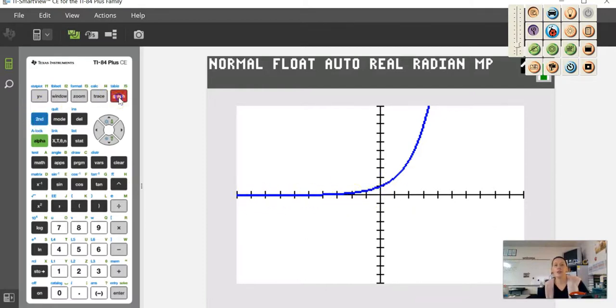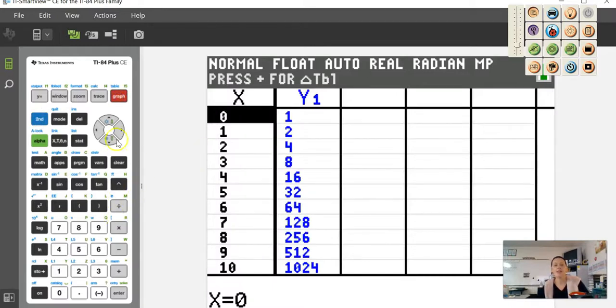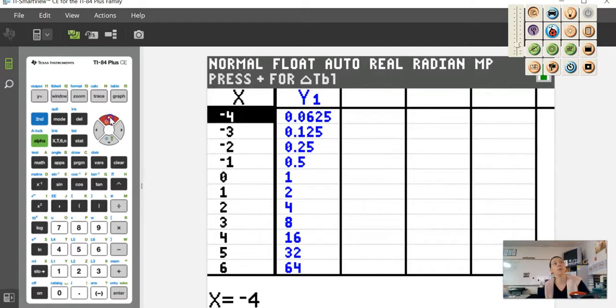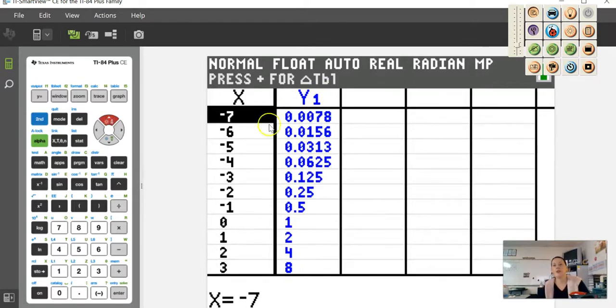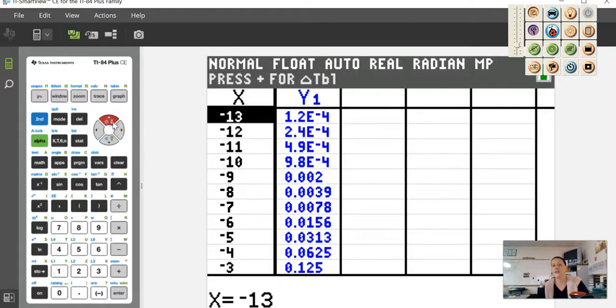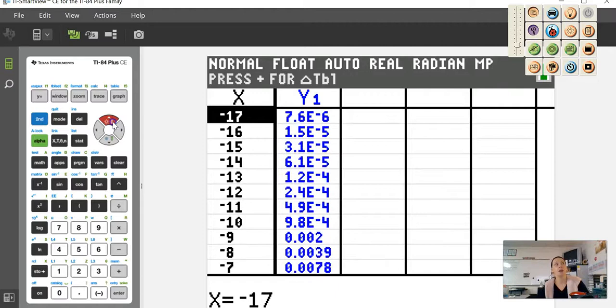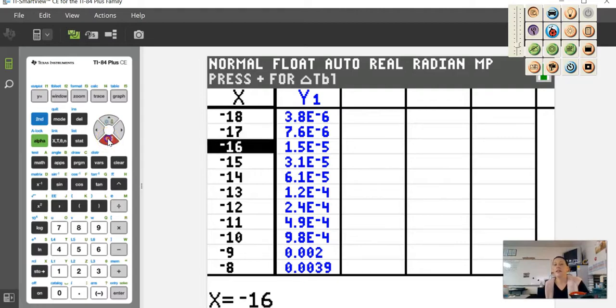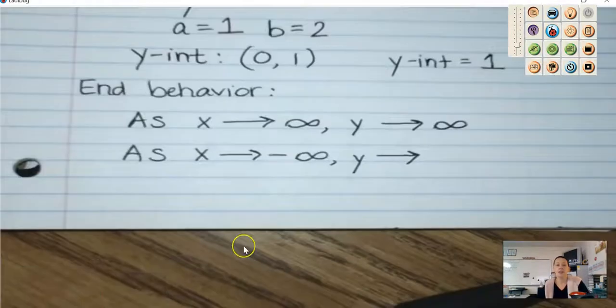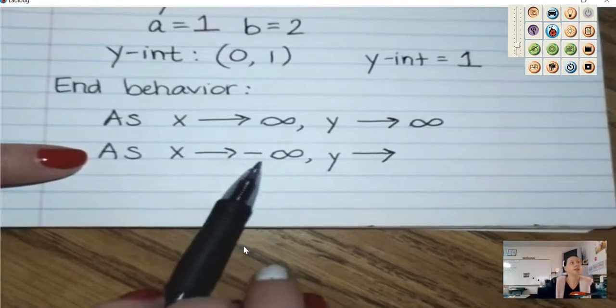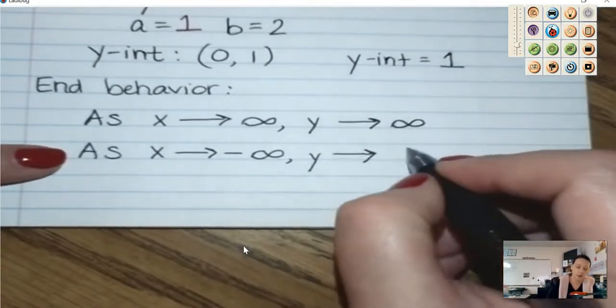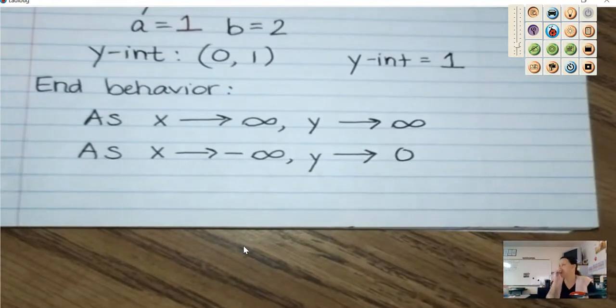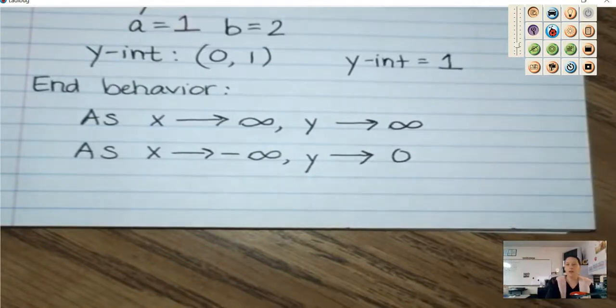If you go into your table, as x is getting smaller, so as I go into my negatives, you'll see those numbers, the y values, they're getting closer and closer to 0. They just keep getting smaller. These are scientific notation. You did this last year. These are just smaller and smaller. It's just getting closer and closer to 0. It's never going to actually hit 0, but it's going to get super, super close to 0. So we just say that as x is getting closer to negative infinity, the y is just getting closer to 0. Okay, let's try another one like that.